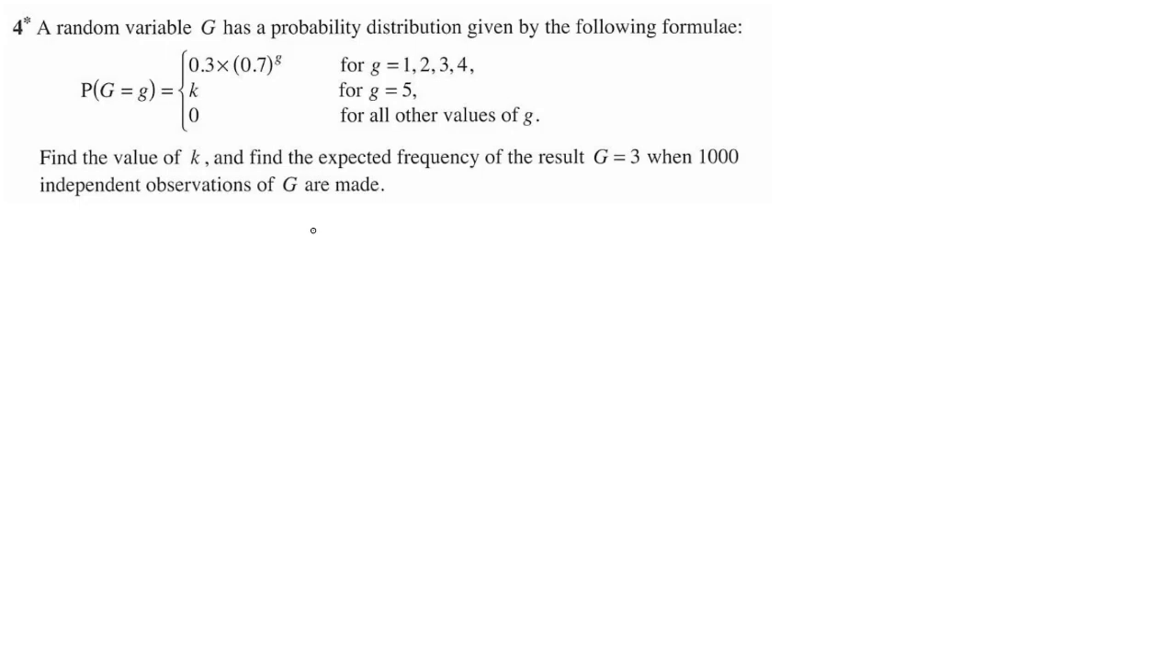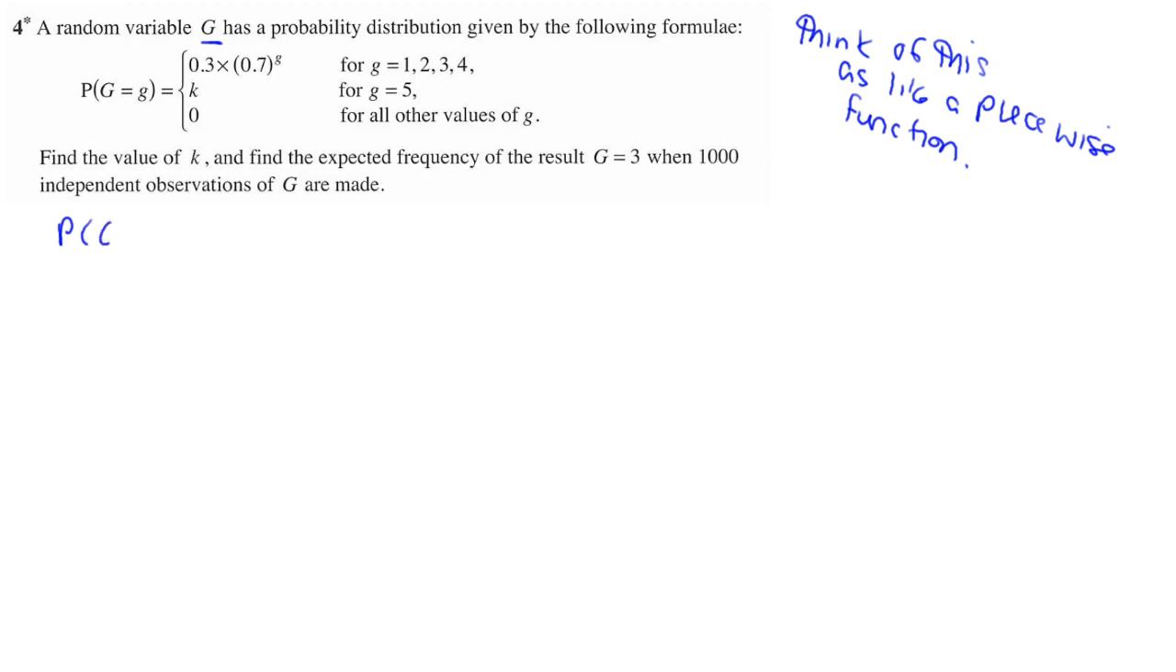We've got a random variable g, and it's got a probability distribution, but it's based on this formula written here. Think of this as like a piecewise function. The formula works at different times for different g's. So what we've got to do is figure out what goes with each g. For example, we're figuring out the probability when g equals g, the little g. And let's go ahead and just do it.